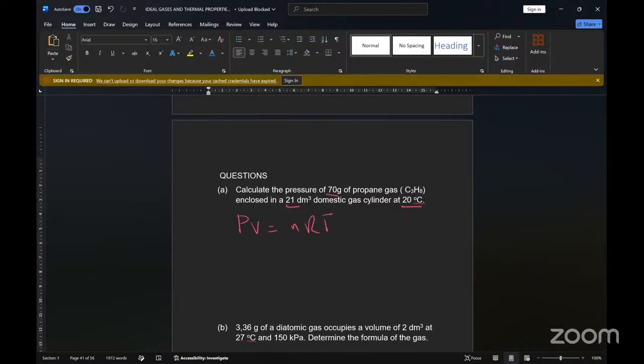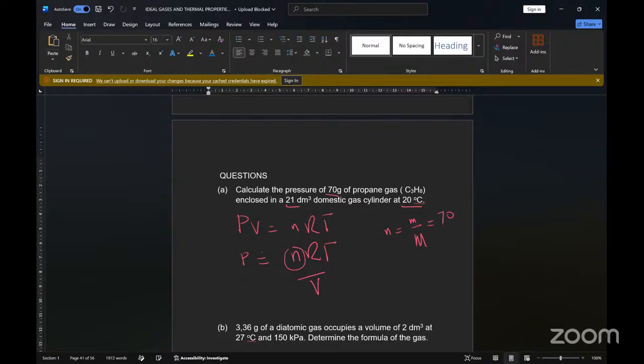So we make pressure the subject. So your P is equal to nRT over V, okay? So we have to calculate the number of moles of this one, this N. So we know N is equal to mass over molar mass. The mass here is 70.